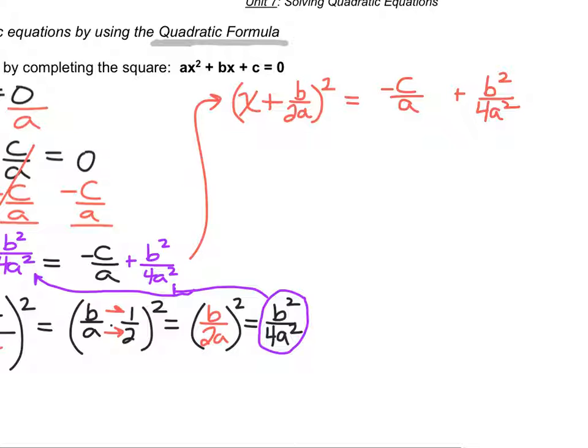All right, I left a little space after the negative c over a. I did that so that I can get a common denominator. What would I have to multiply the first fraction by, top and bottom, to make the denominators the same? Well, what's missing in that first denominator? A 4. What else? And an a. So 4a over 4a.